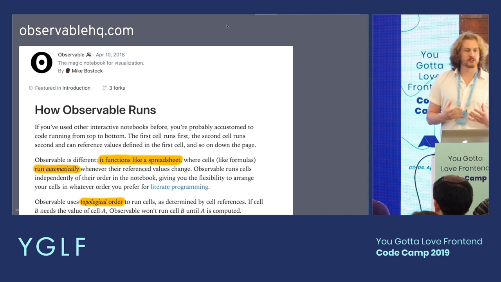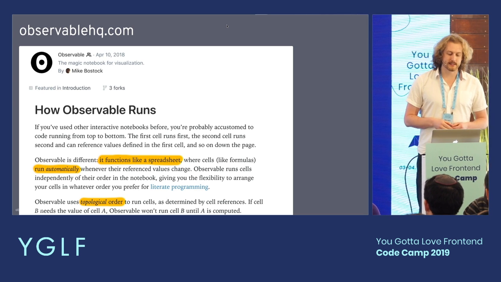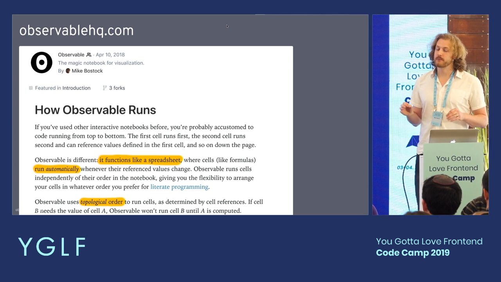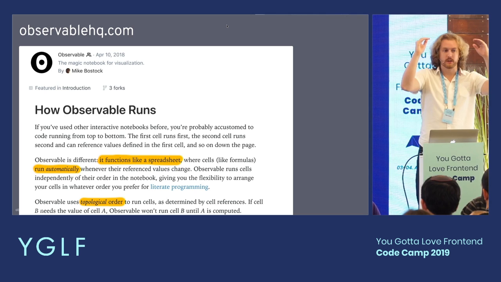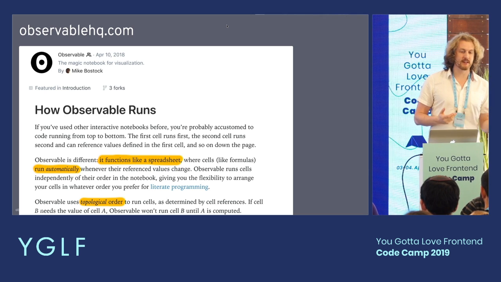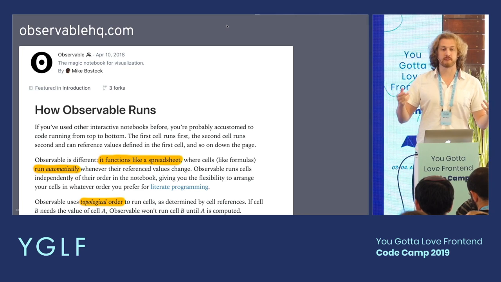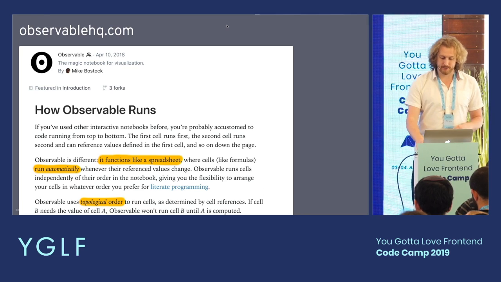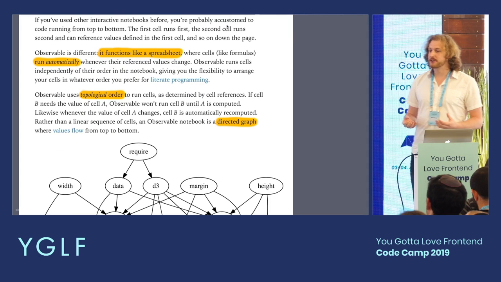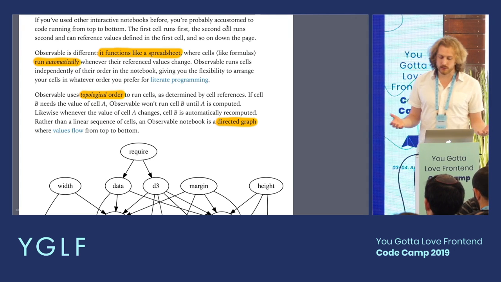It's an interactive notebook generator, similar to Runkit or Jupyter in the Python world, things like that, except it has a key difference. Rather than running your notebook from top to bottom, it runs your code in what's called topological order. This is a fancy way of saying that if statement A depends on statement B, B will run first, regardless of the order in which they're declared. In other words, it functions like a spreadsheet. Well, we like spreadsheets. Maybe this is an idea that we could use in our components.